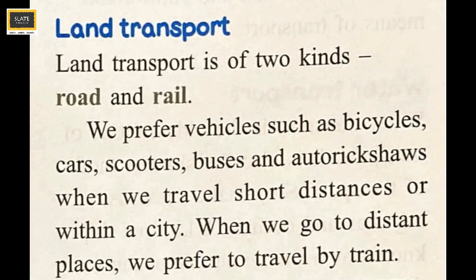Land transport. Land transport is of two kinds: road and rail. We prefer vehicles such as bicycles, cars, scooters, buses and auto rickshaws when we travel short distances or within a city. When we go to a distant place, we prefer to travel by train.